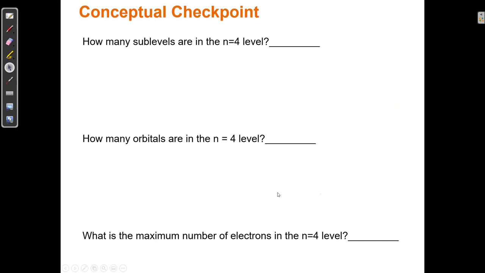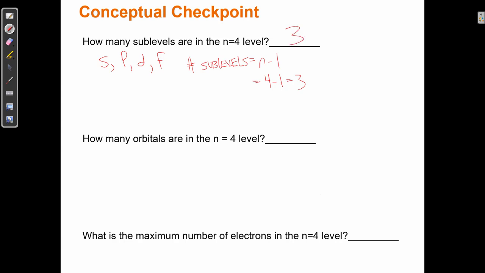How many sublevels are there in the n equals 4 level? So remember, a sublevel is the different shapes of orbitals. So what kind of shapes are there? There's s, p, d, and f. Those are the types of sublevels we have. And to figure out the number of sublevels in a principal quantum number, that just equals n minus 1. So, number of sublevels is the same as the number of nodes. So in this case, 4 minus 1 equals 3. I have 3 sublevels.